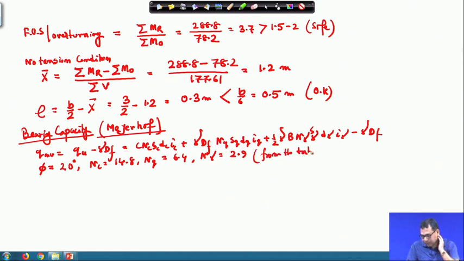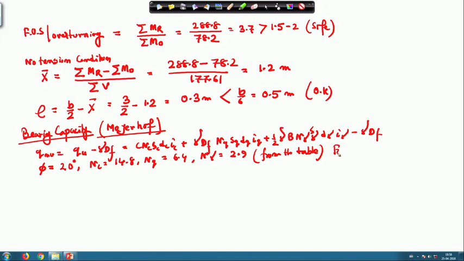From the table that was provided during the shallow foundation bearing capacity calculation. And it is a plane strain condition. So, it is a strip footing, the retaining wall's length is very large compared to the width. So, it is a strip footing.